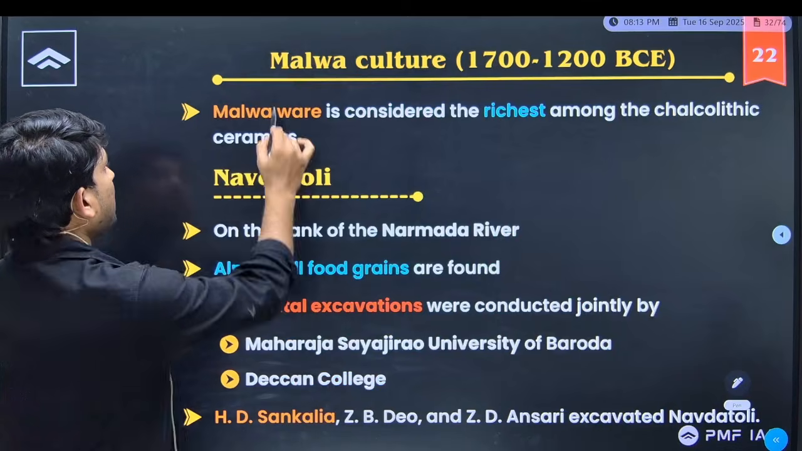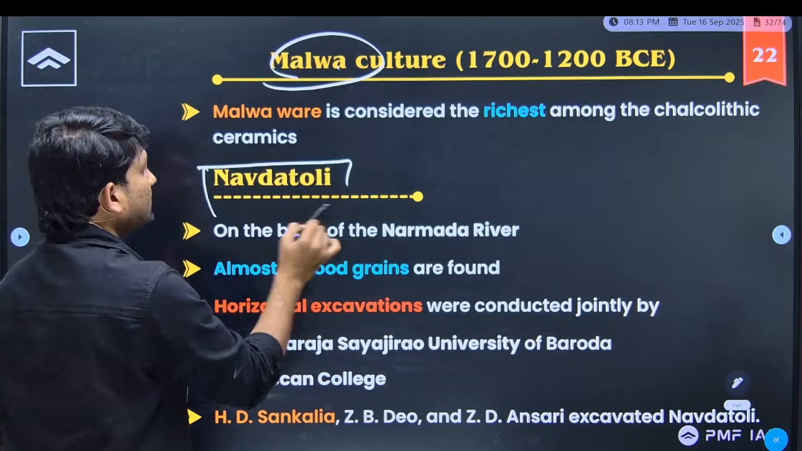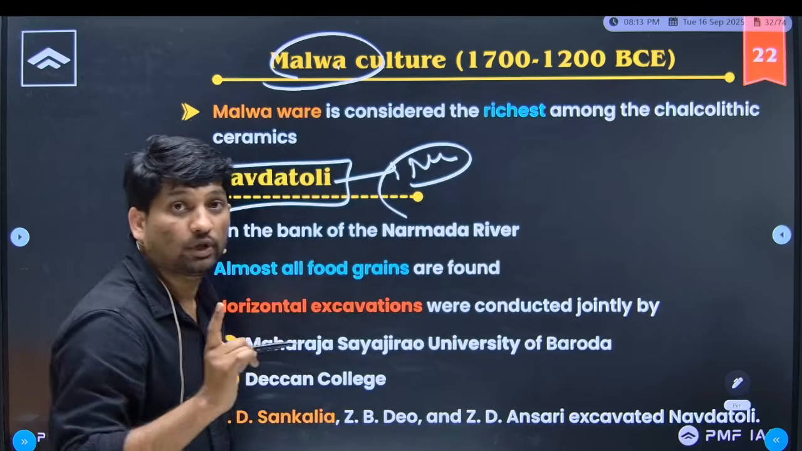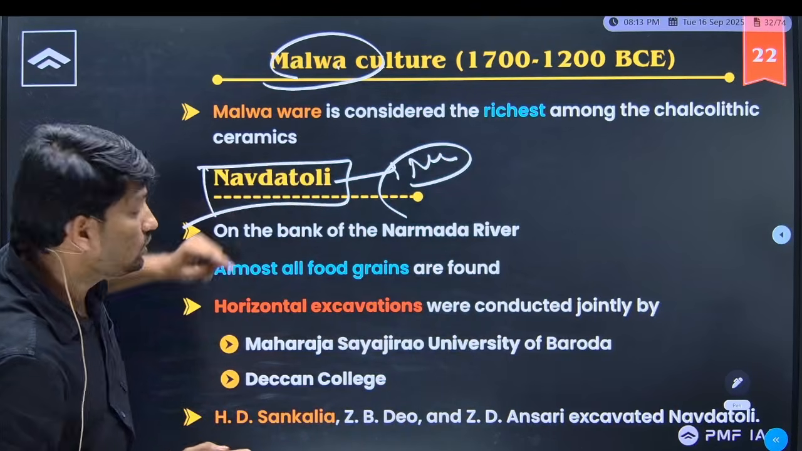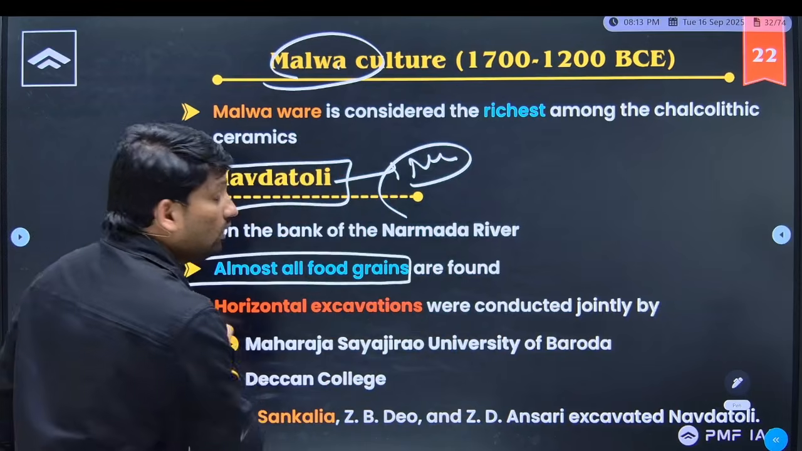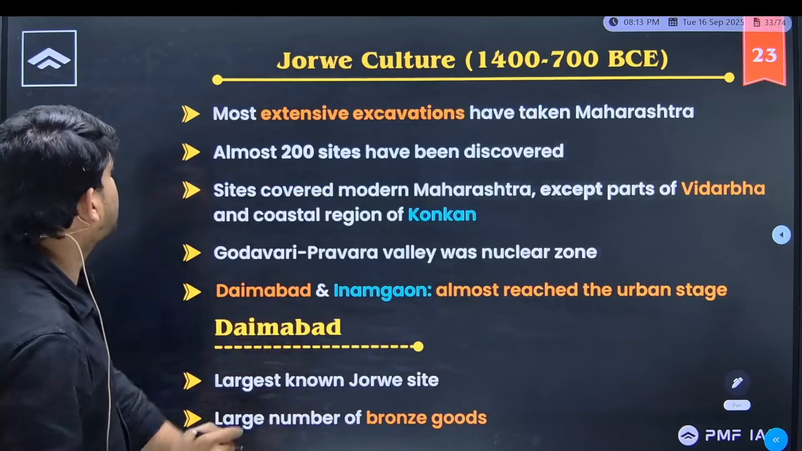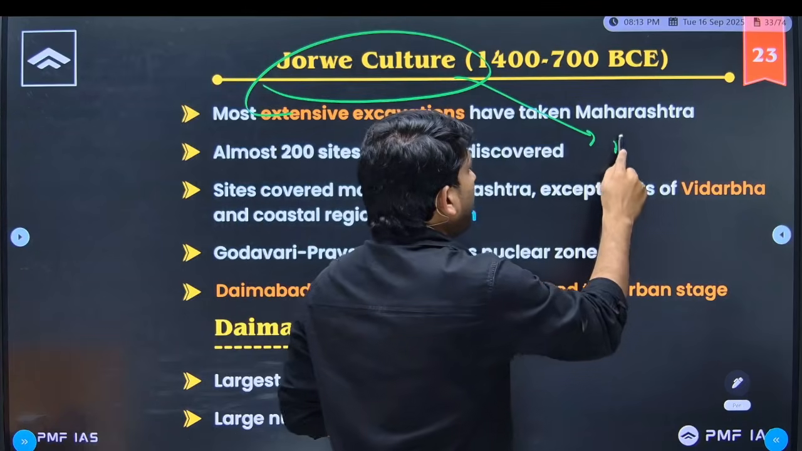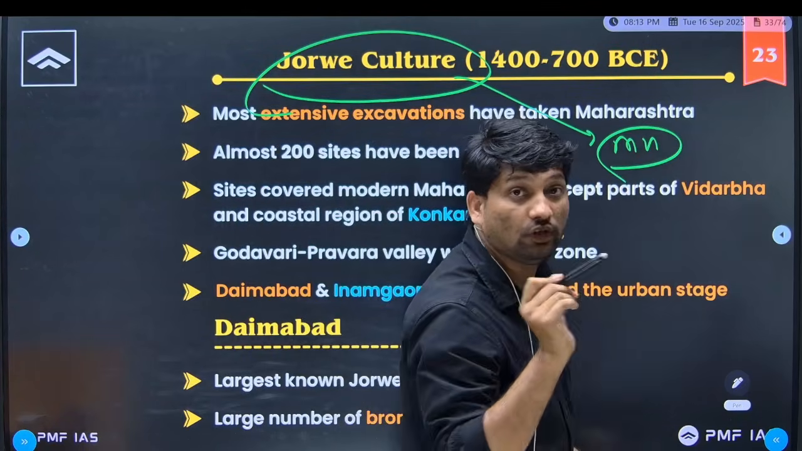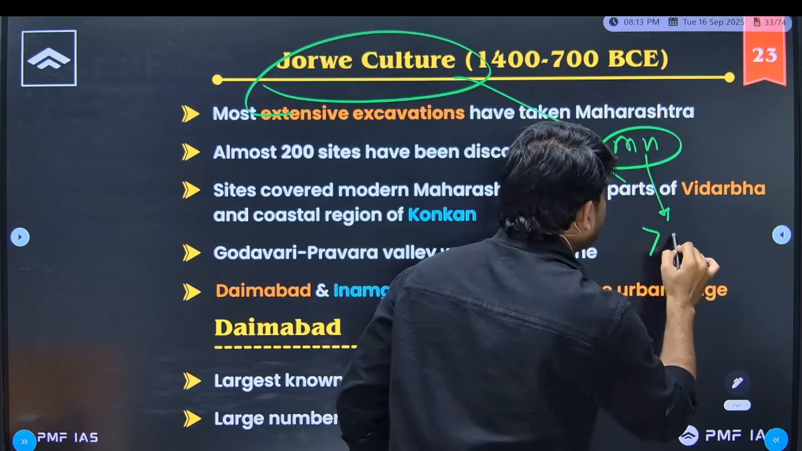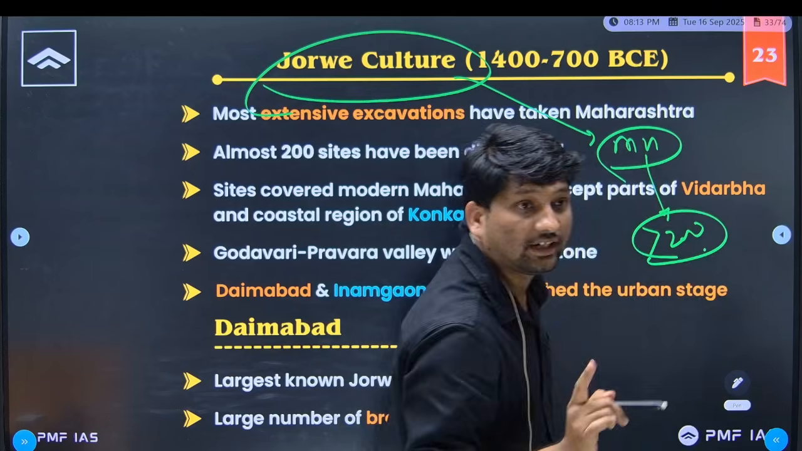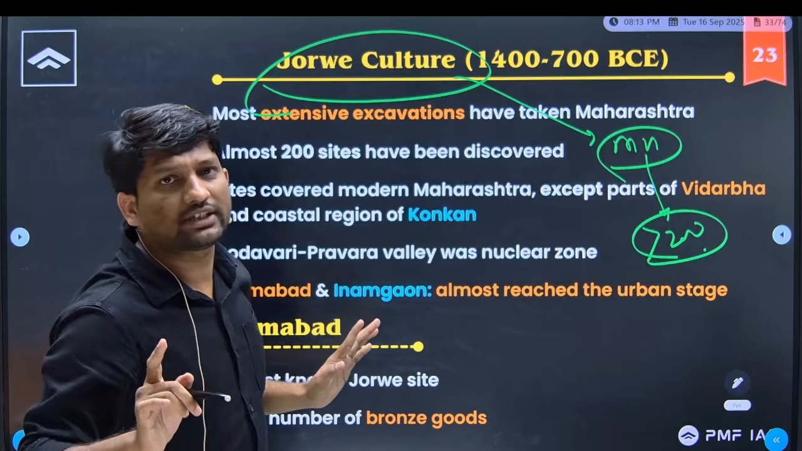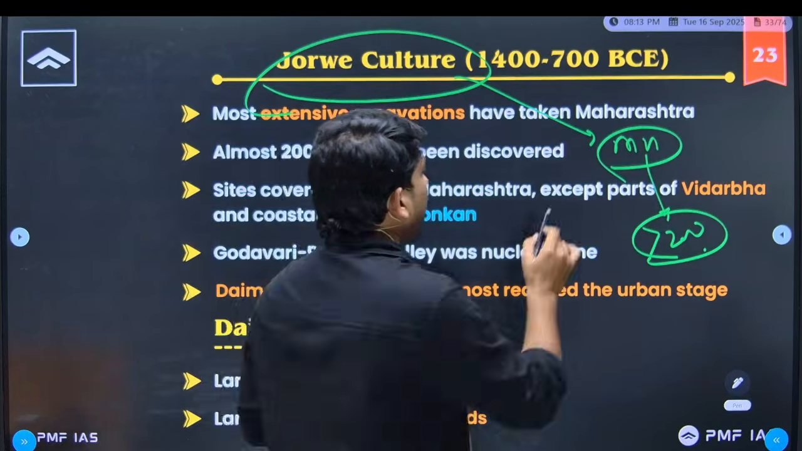Next, in the Malwa culture, the most important site for us is Navdatoli. It is located on the Narmada river. But the most important point in Navdatoli is that we have found almost all types of food grains. Remember, the Jorwe culture is found in Maharashtra. In Maharashtra you will find more than 200 sites. Why will you find more than 200 sites? Because the most extensive excavation took place in Maharashtra.